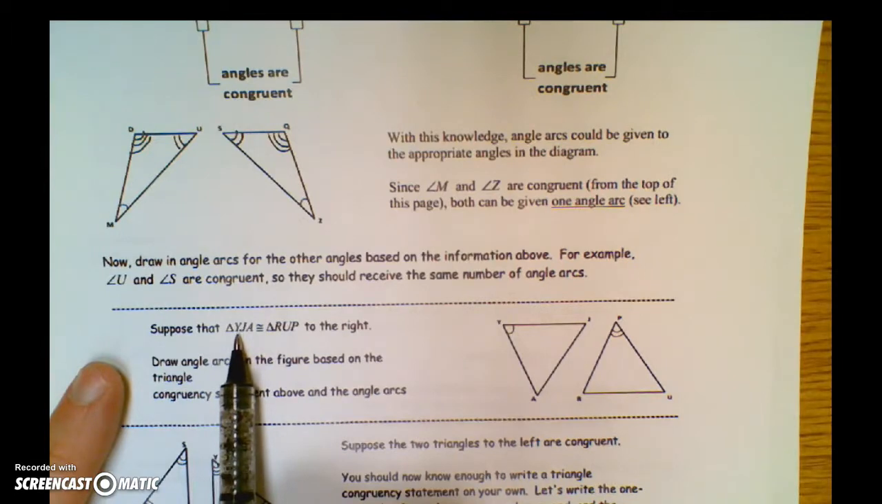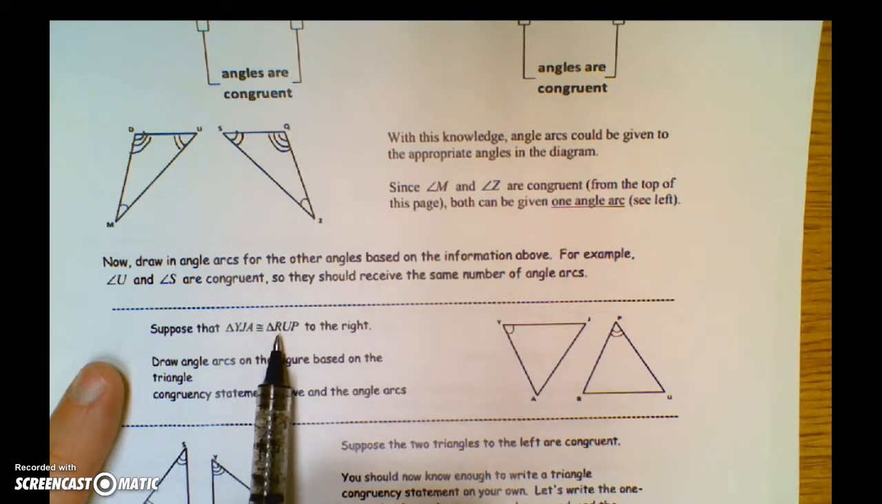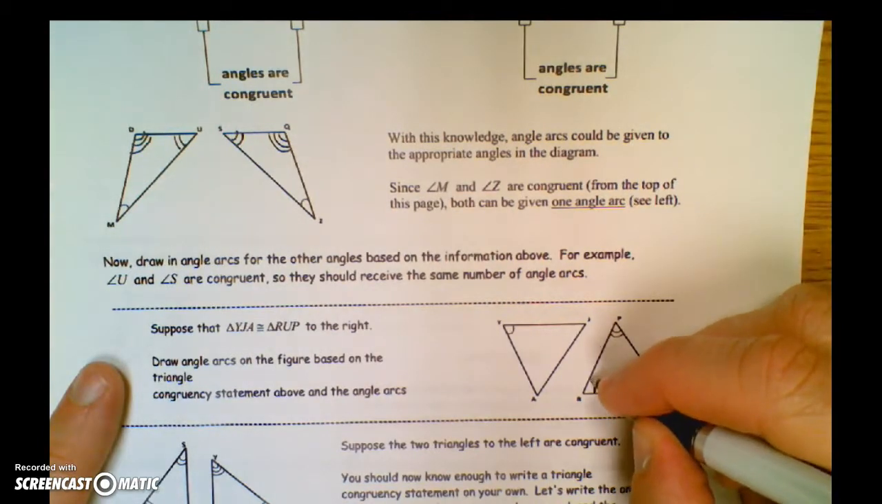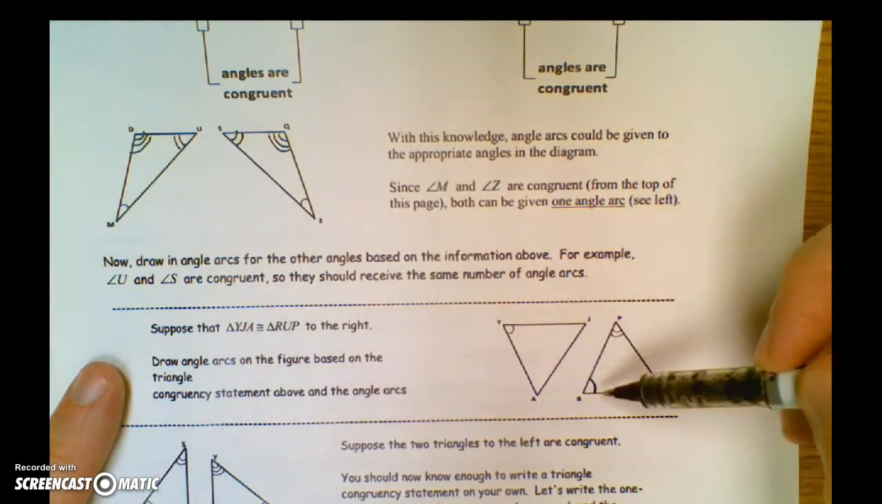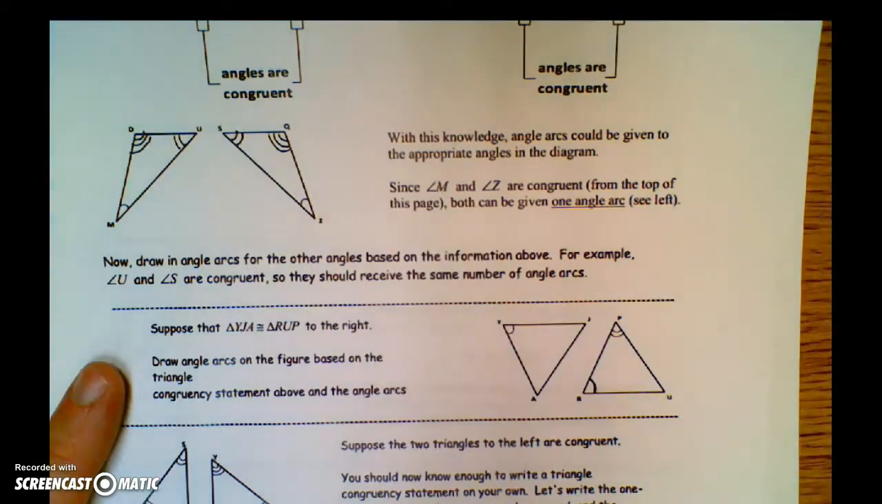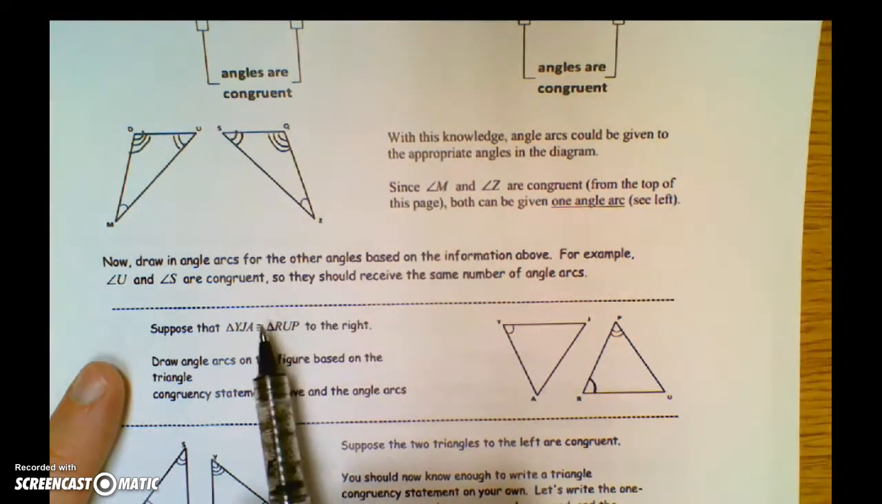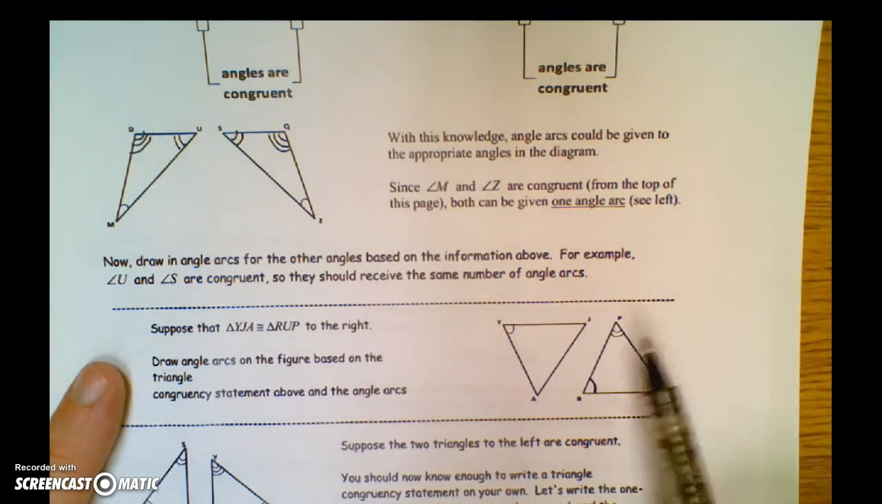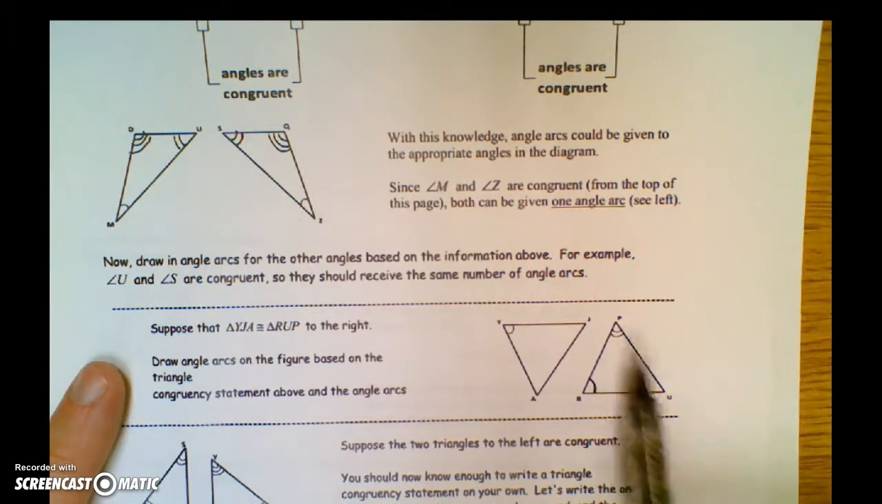Angle Y is the very first letter, so the matching corresponding part is angle R. So angle Y is congruent to angle R. Since Y already has 1 arc, I'm going to match it with R with 1 arc as well. Angle J is congruent to angle U. So angle J and U are not marked right now, but there is an angle with 2 arcs used.